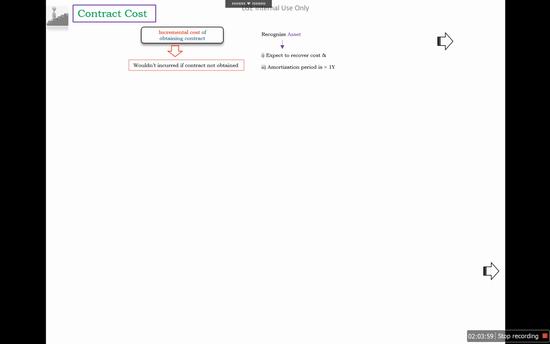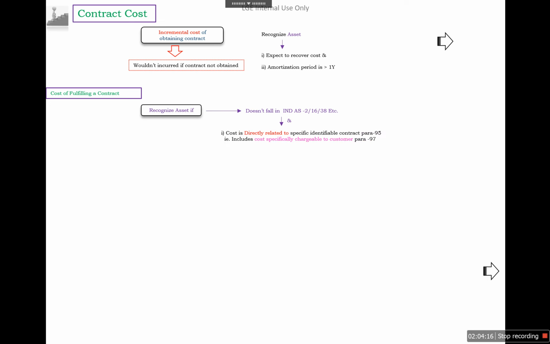Next is cost of fulfilling a contract. So, we need to recognize an asset if it does not fall in Ind AS 2, 16 and 38, and there are again three conditions: it is directly attributable, directly related to the specific identifiable contract, and that includes costs specifically chargeable to the customer, costs that generate or enhance resources that will be used in satisfying the performance obligation, and costs expected to be recovered.